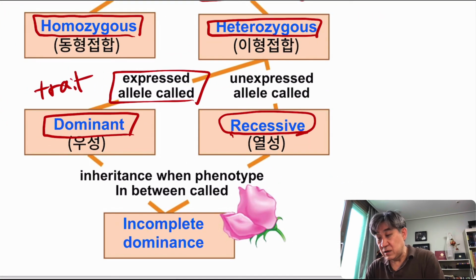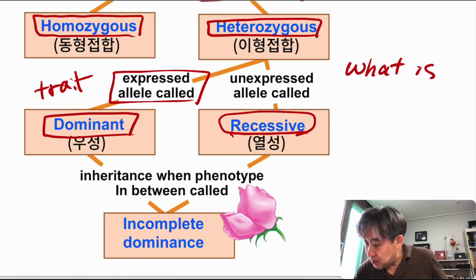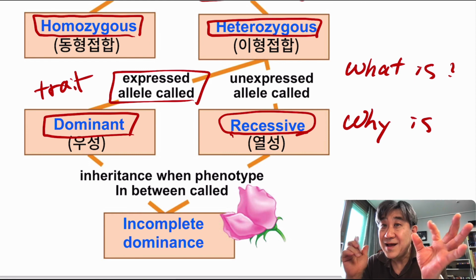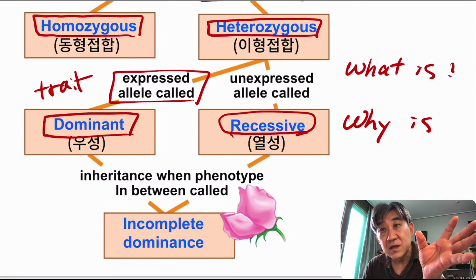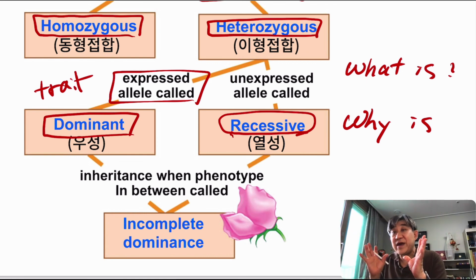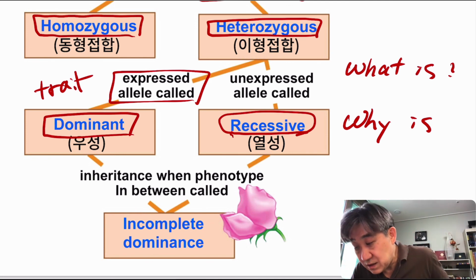Why is something dominant and the other one recessive? If you were asked what's dominant and what's recessive in terms of trait, then you simply explain. Your answer should be: in heterozygous status, if a single allele shows up externally, then that is a dominant allele. And if the other one is hidden, not expressed outside, then it is recessive. That is the answer to what is dominant and what is recessive.